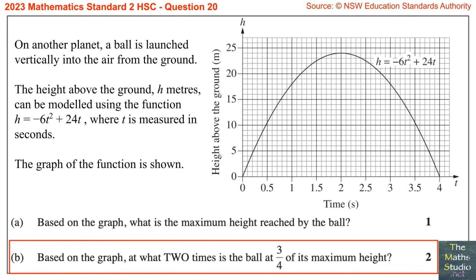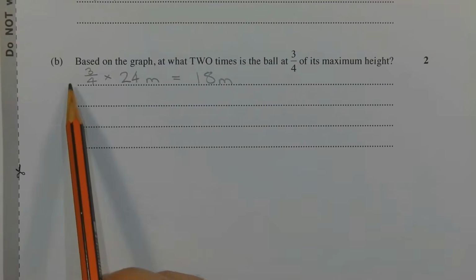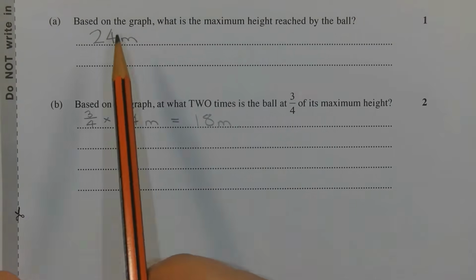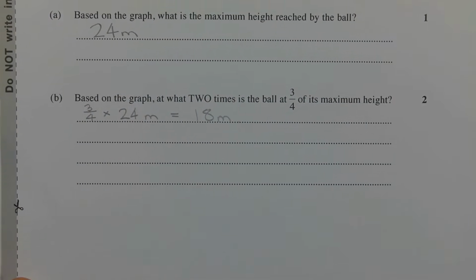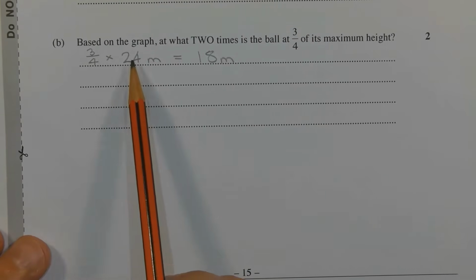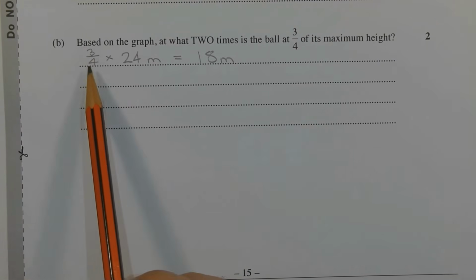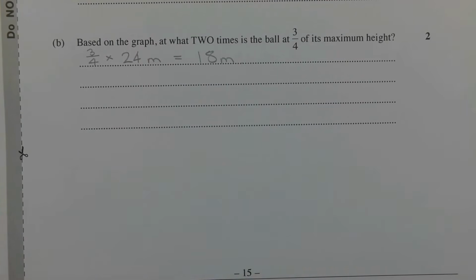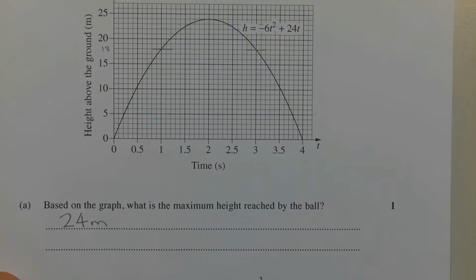Part B. Based on the graph, at what 2 times is the ball at 3/4 of its maximum height? The first thing we need to work out here is what is 3/4 of the maximum height that the ball will reach. Now, from part A, we worked out that the maximum height is 24 meters. So 3/4 of 24 meters, so that's 3/4 times 24 meters, is equal to 18 metres.